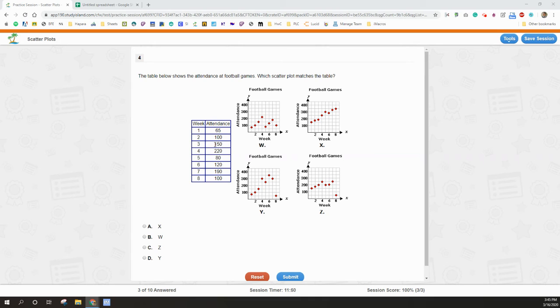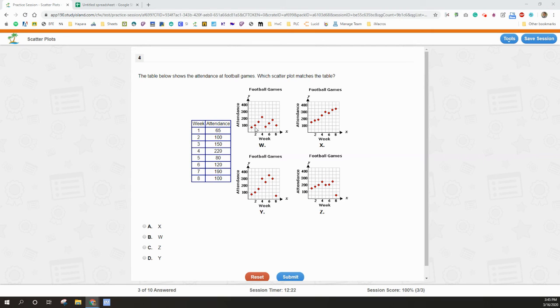(3, 150) is the next data point. And then (3, 150). So again, W and Y both have those same 3 points. Next one, (4, 220). And then this line right here is 200, and that's a bit above it, so that looks to be about where 220 would be. What about graph Y? Here's 4. Where's 200? Well, this point is at 300, so that is not accurate. So scatter plot Y is not going to work.